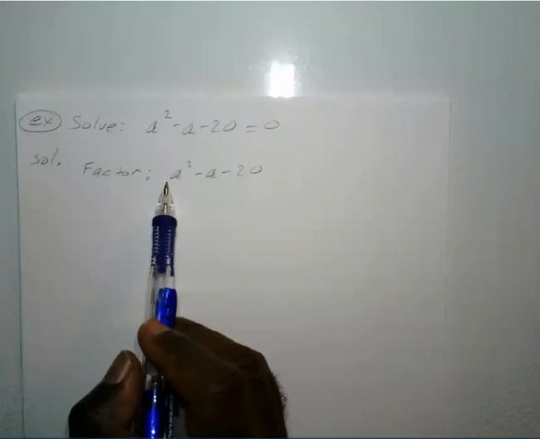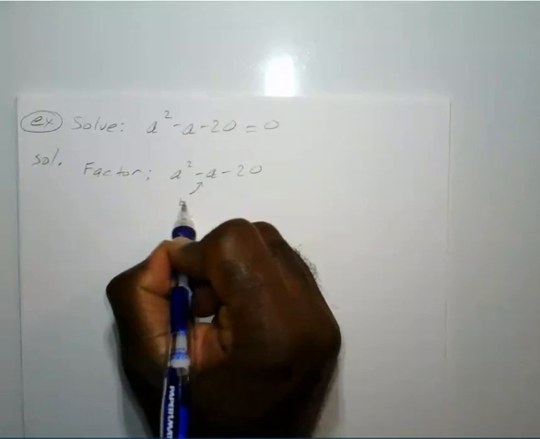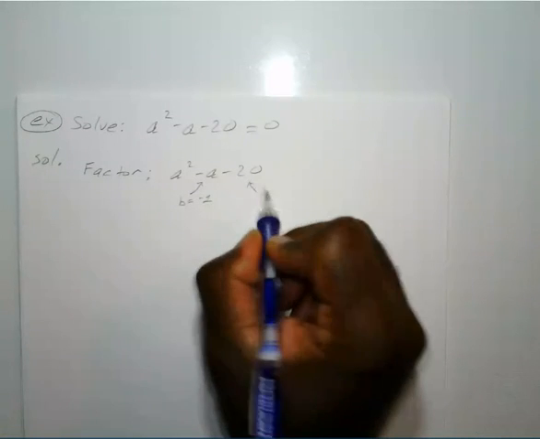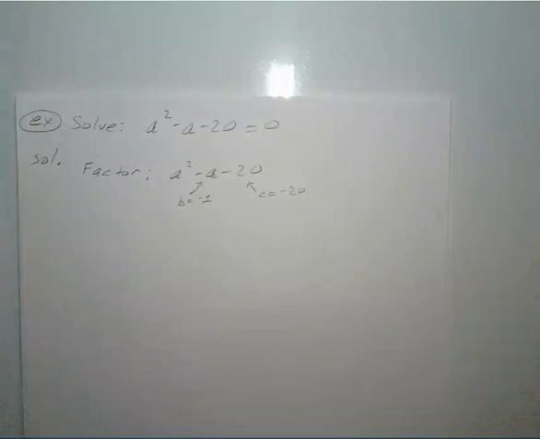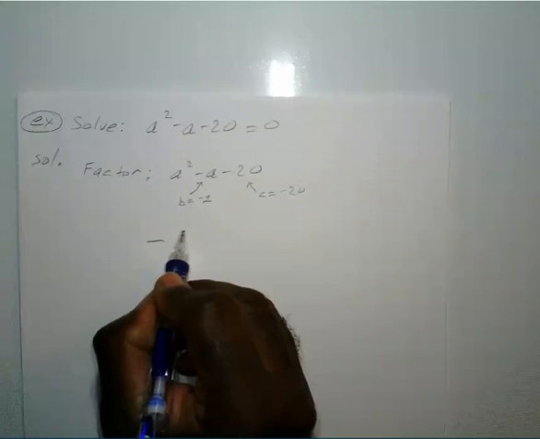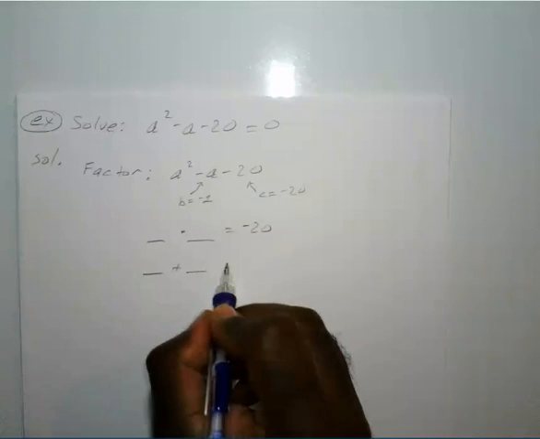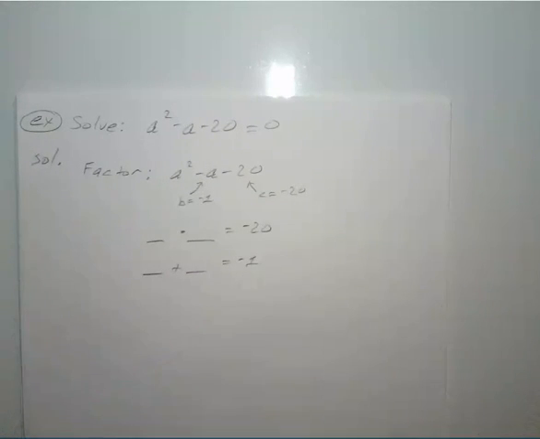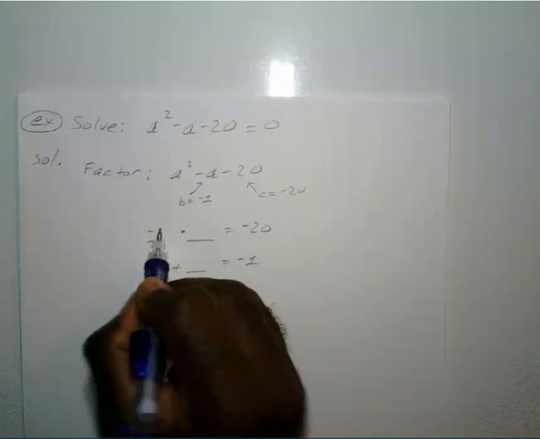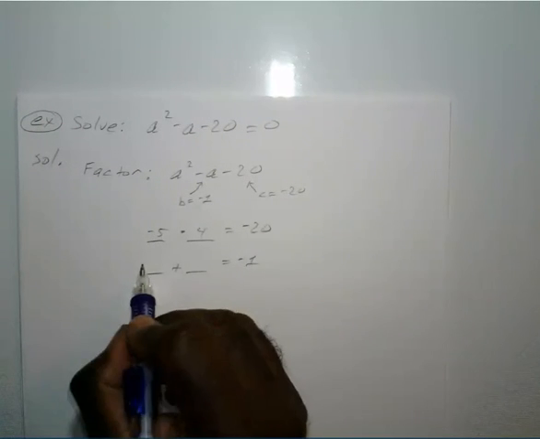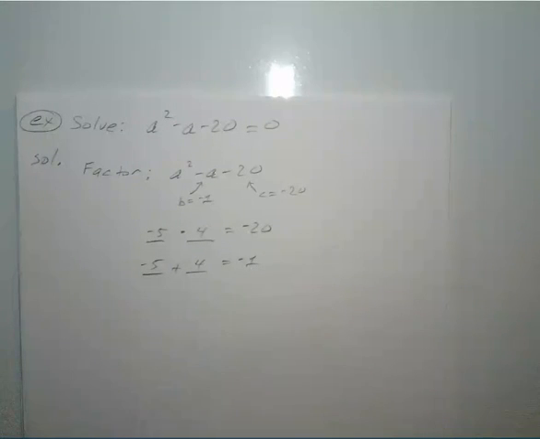Remember, there's nothing in front of the squared term, but we know here that b is equal to -1 and c is equal to -20. So we have to find two numbers that multiply to equal our c, and those same two numbers add to equal our b. In this case, -5 and +4 works, because -5 times 4 is -20, and -5 plus 4 is -1. So that one works.